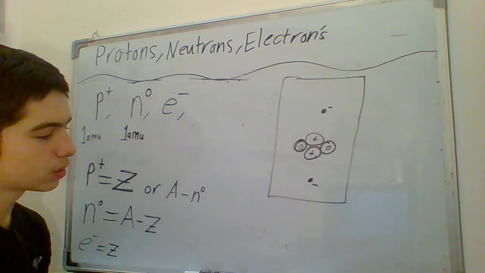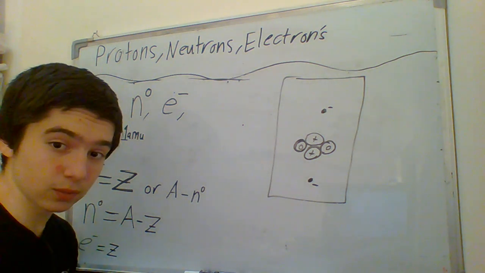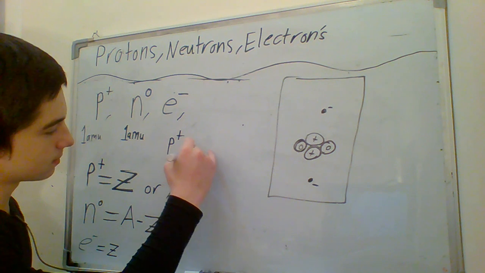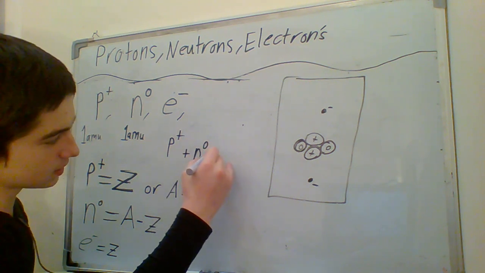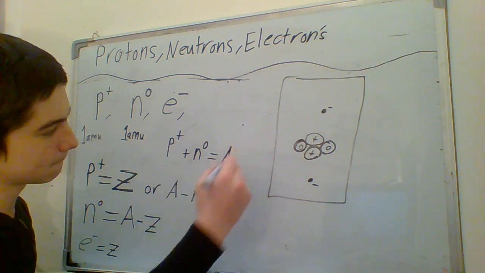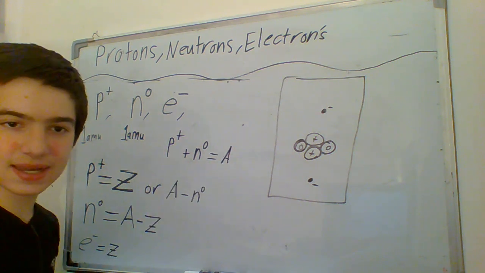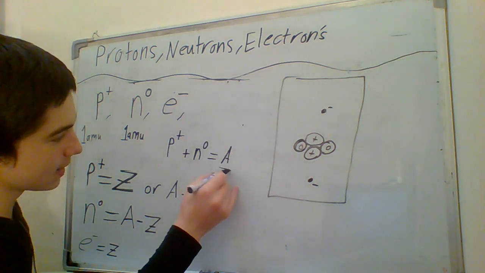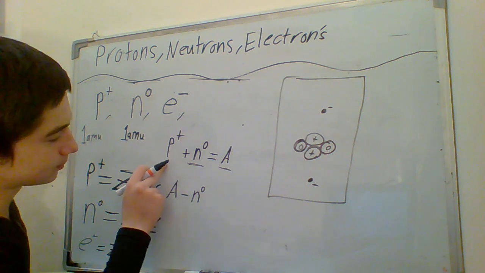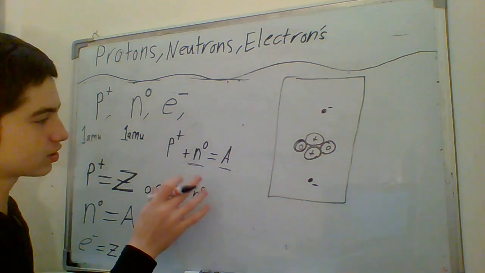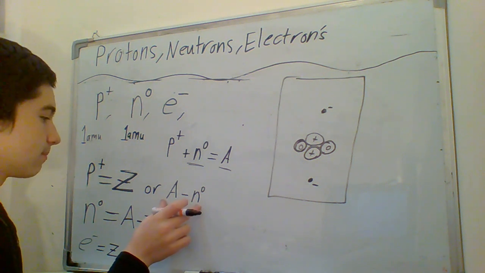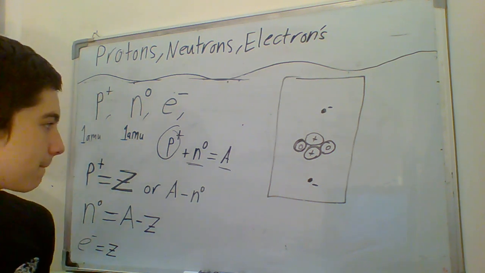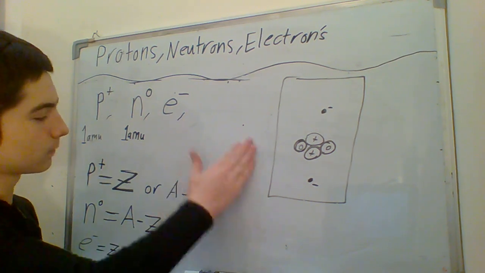But why is it like that? Because P+ plus N0 equals A. So we use that as an algebraic formula. We know A and we know N, but we don't know P+. So we simply rearrange everything, and then we have this formula to calculate the number of P+. Okay, so that's for the protons.